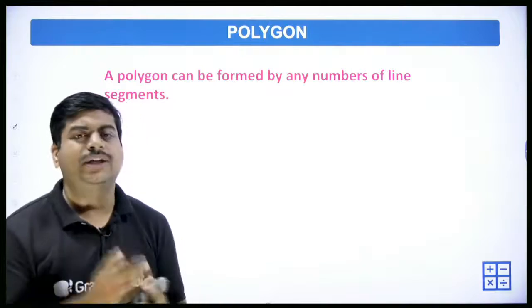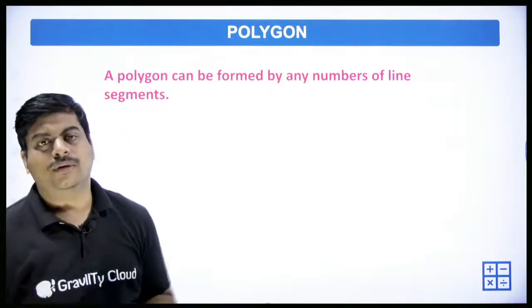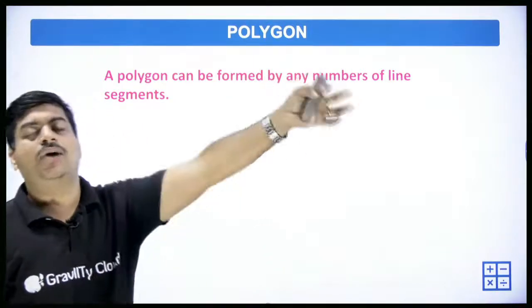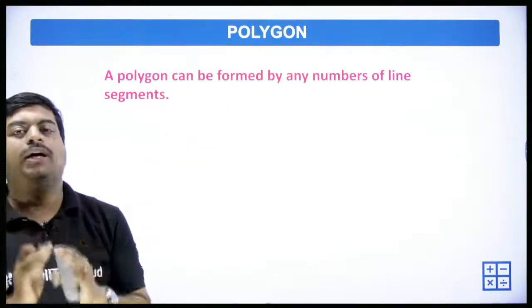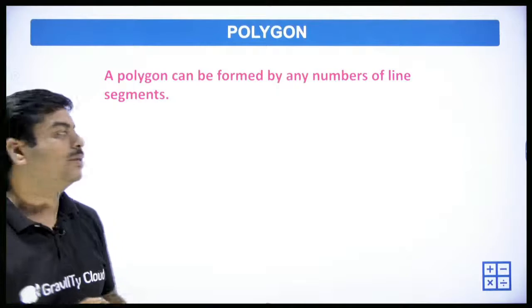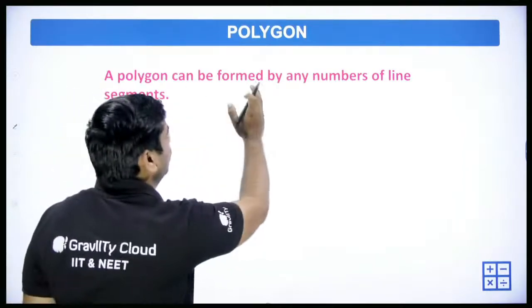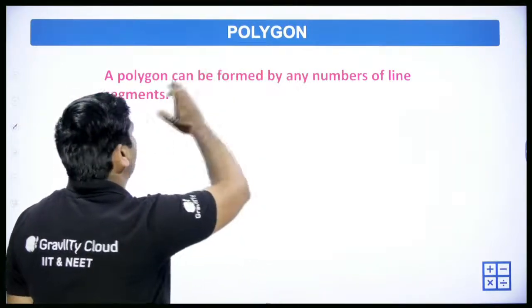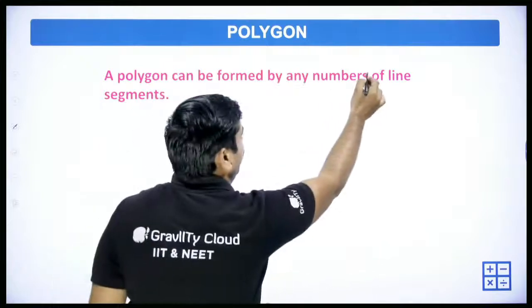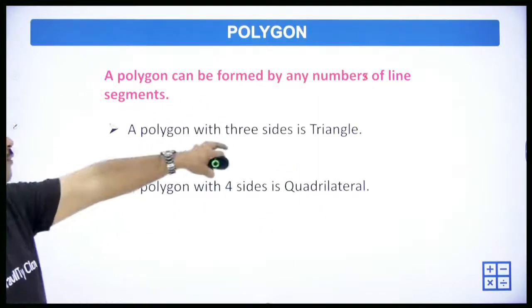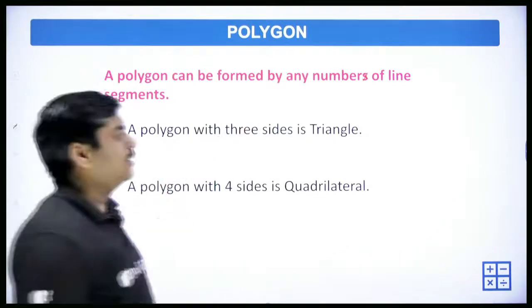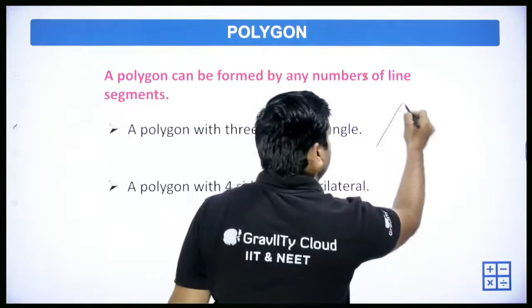Just now we discussed with 3, with 4, with 5, with 6, 10, 100, 1000. Any number of sides, you can still form a closed figure only with line segments. Okay, so a polygon can be formed by any number of line segments. Right, a polygon with 3 sides is a triangle. Just now we discussed a polygon with 3 sides.